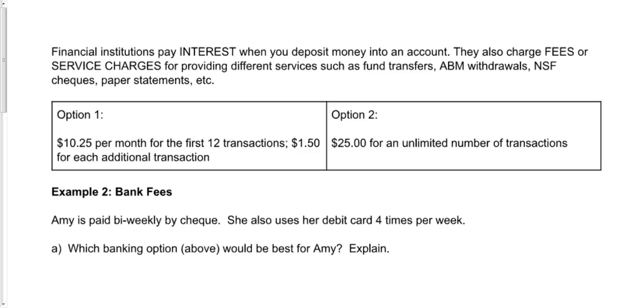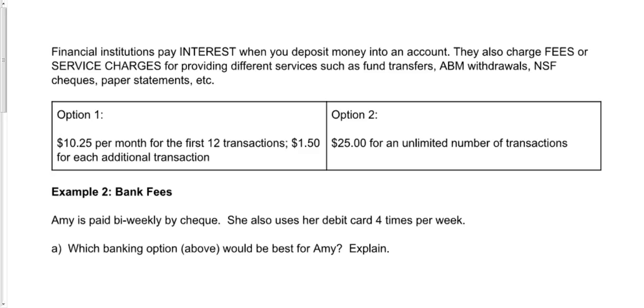So for one example, and again, some different options here, and one of the reasons why I wanted you to explore different types of bank accounts at different institutions. Let's say you've got option one. So you pay $10.25 per month for the first 12 transactions that you make in a month. Again, a transaction is any time money goes in or comes out of your bank account. The first 12 transactions are free, but you have to pay $1.50 for each additional transaction that's made.